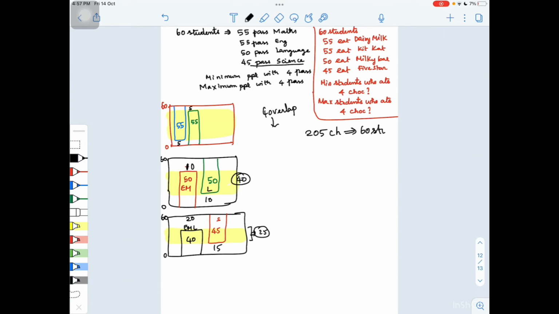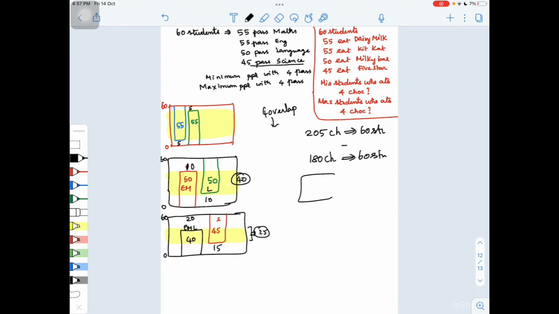Maximum people can get 3 chocolates only. Beyond that, no student should get, or as minimum student should get a fourth chocolate. So let's do one thing. Let's try to deplete all the chocolates by giving 3 chocolates to as many students as possible. So for 60 students, even if I give 3 chocolates per student, I would have depleted how many chocolates? 180 chocolates.